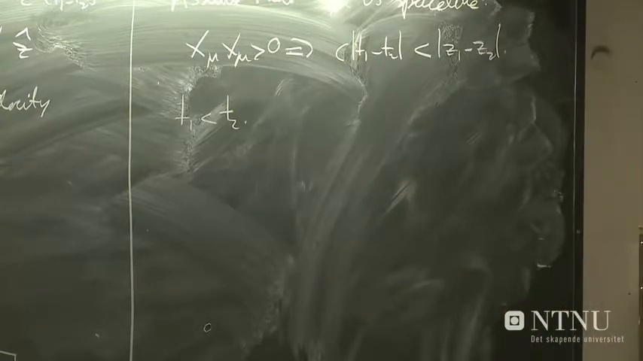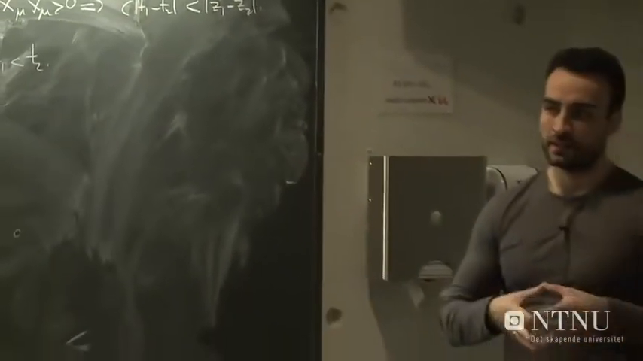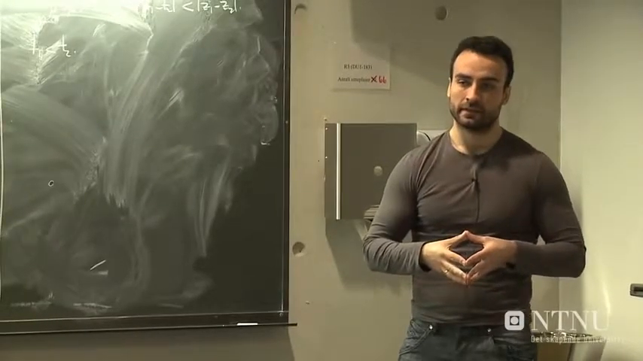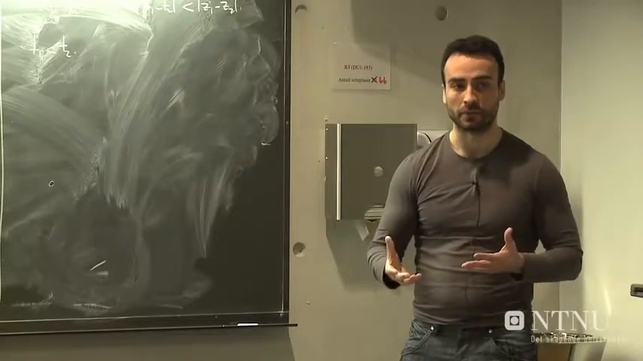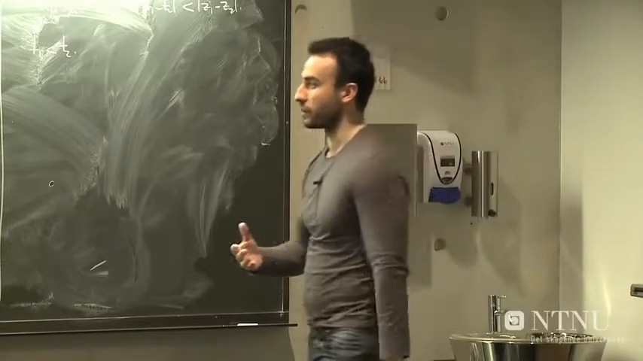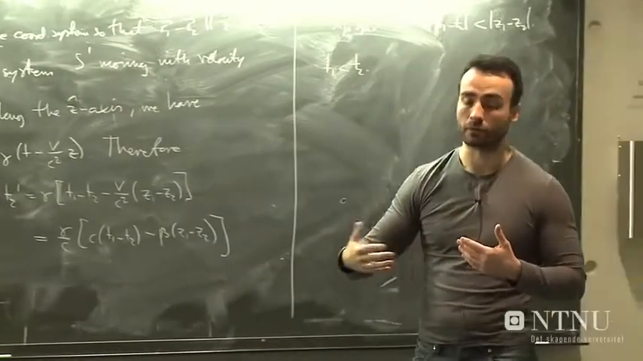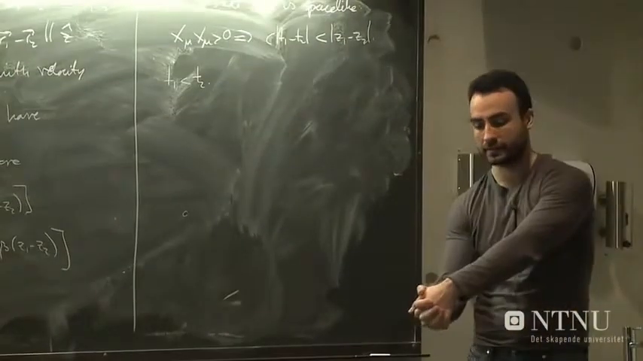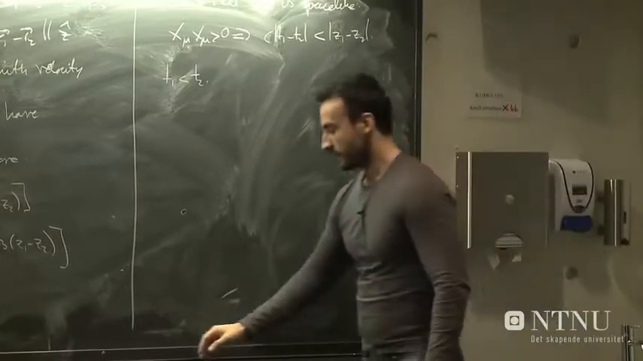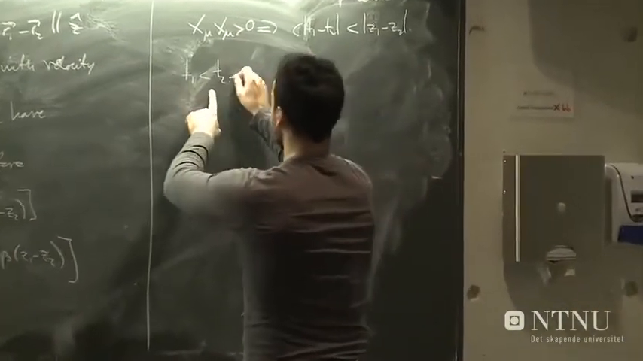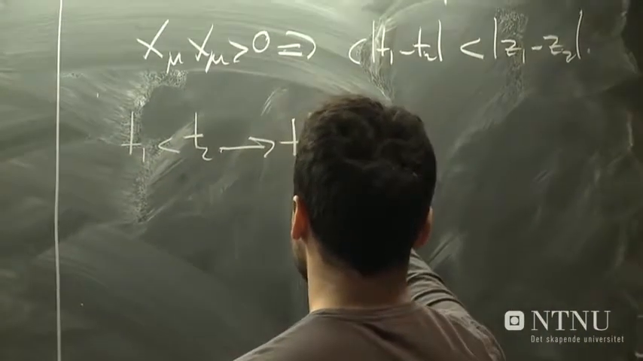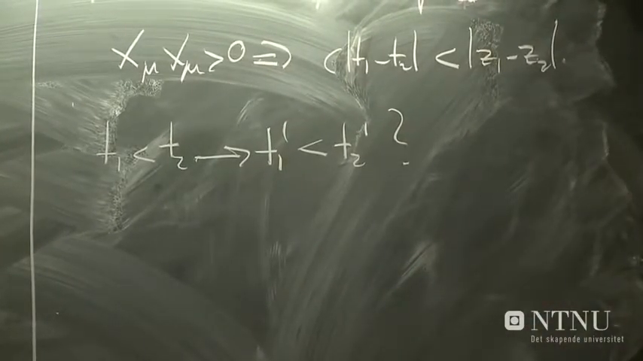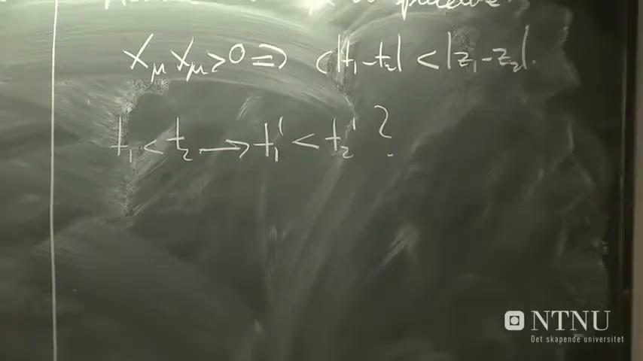So now my question to you is the following. Will this be the case in all coordinate systems? In other words, regardless of which inertial system I'm in, regardless of which S prime I'm in, even if I'm moving with velocity v, will I always see this cause and effect, that I hit the ball with the bat and the ball lands? So if T1 is smaller than T2, does this mean that T1 prime is smaller than T2 prime in any inertial system? So take a minute to think about that.